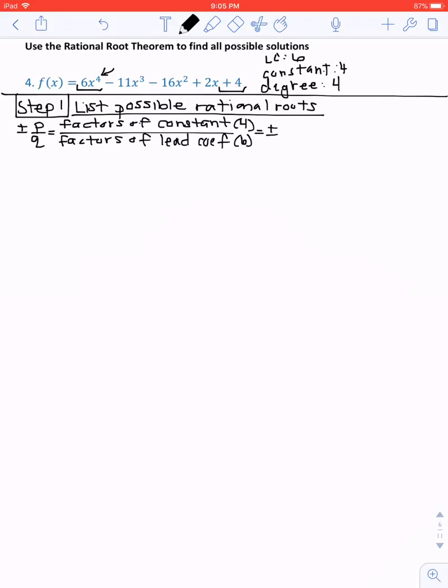All right, so factors of 4: 1, 2, 4. Factors of 6: 1, 2, 3, 6. Which is nice. It means that we have a pretty small list to deal with. All right, so let's list them out.